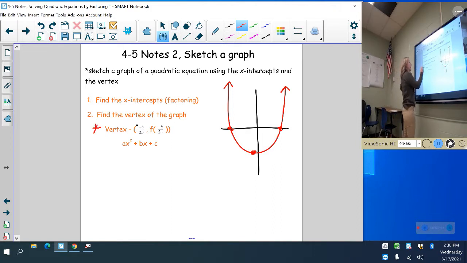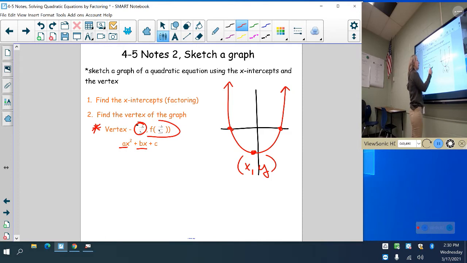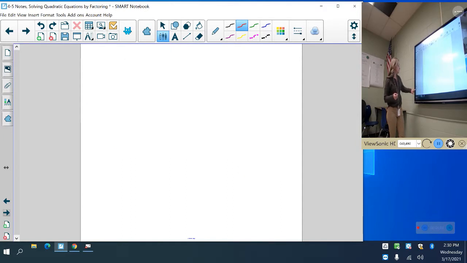Now the way to do that is to use this formula. Remember, a vertex is an x and a y point. So in order to find the x, we're just going to take negative b over 2a, if this is a and b in my standard form equation. And then we're going to take the answer to that and plug it into the original equation to find my y value. So let's go ahead and do a few examples.